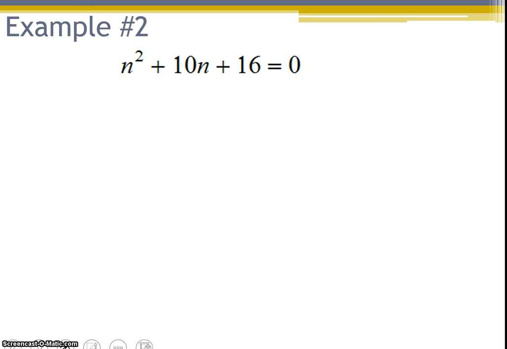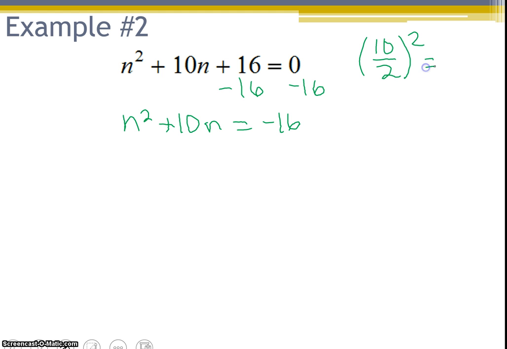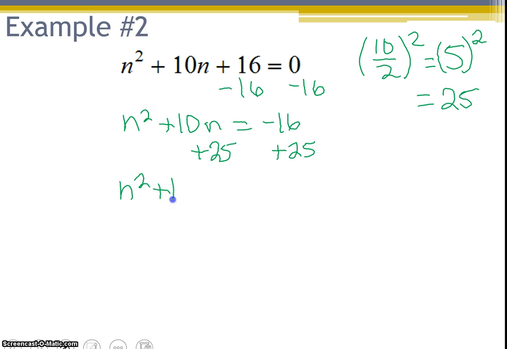For my second example, I'm going to subtract 16 from both sides of the equal sign. I get n squared plus 10n is equal to negative 16. Now I've got to take half of b and square it. So that would be 5. I'm going to square that, which is 25. Then I've got to add 25 to both sides of the equation. So that's n squared plus 10n plus 25 is equal to 9.